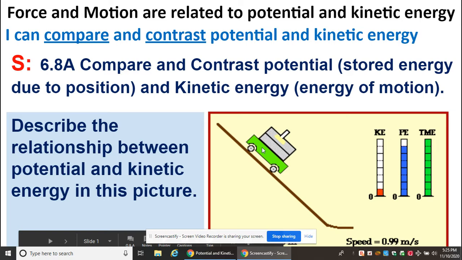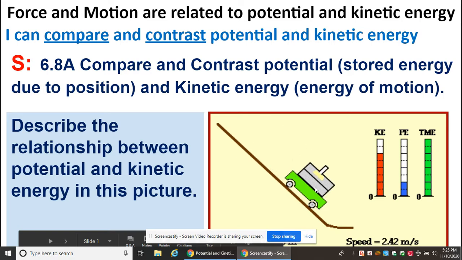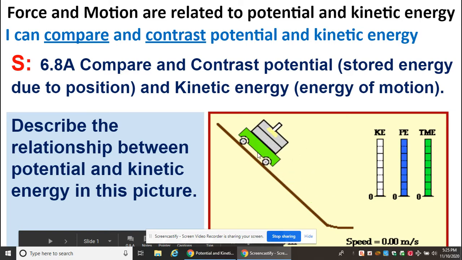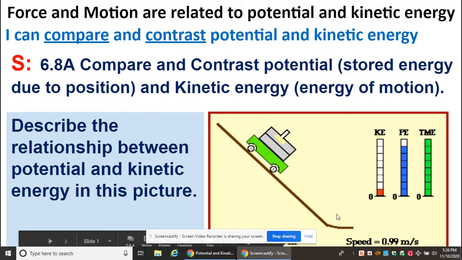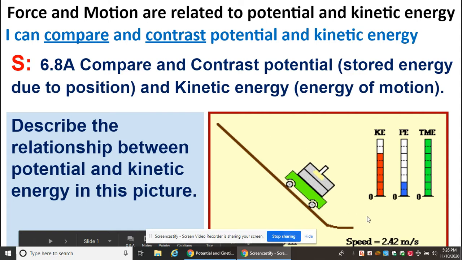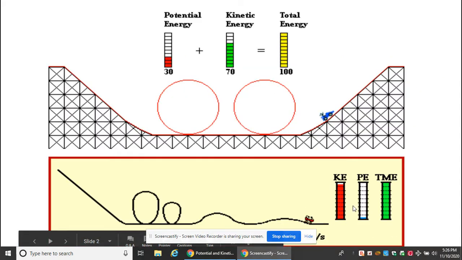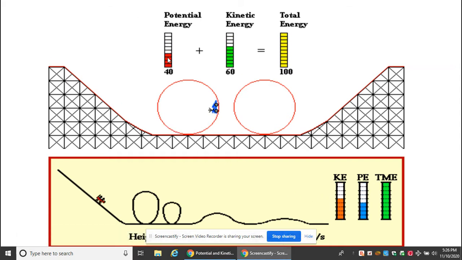So as the cart goes down the ramp, you can see your potential energy decreases. Here it's very high. As your potential energy decreases, your kinetic energy increases. So when the cart gets to the bottom, you can see your kinetic energy is low. Here is a better visual. You can see your potential energy decreases as your kinetic energy increases.